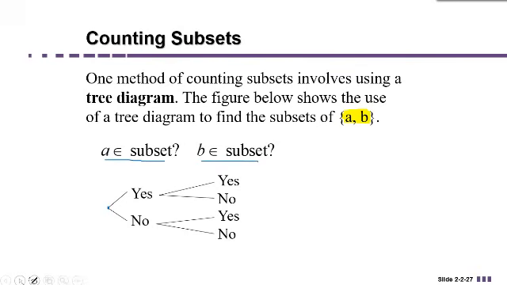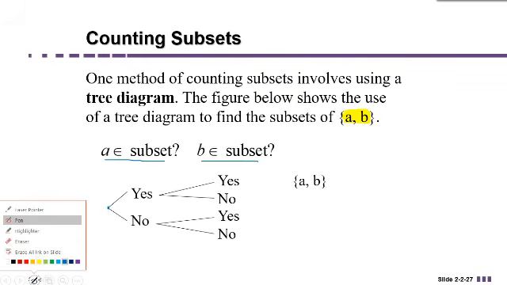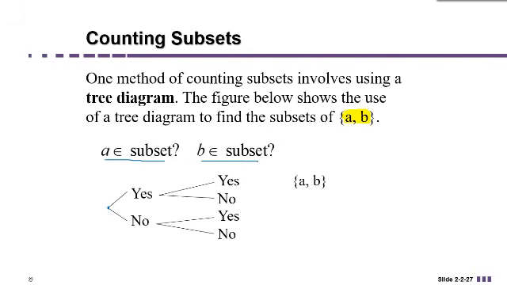Each branch represents a different outcome. So, for example, working backwards, by the way, reading these tree diagrams is easier in reverse. So, if you want to figure out what scenario this top branch represents, working backwards to the beginning, you see that this branch that terminates here represents the case where both B and A are in the subset. So one subset is the set itself, AB.